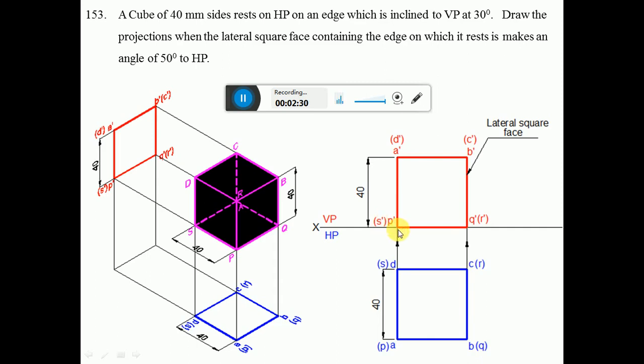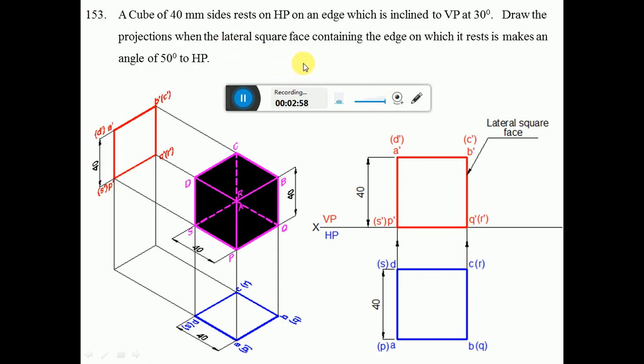Then from here you draw a vertical line of 40 mm, because the height is also 40, since it is a cube. So you get the height as 40 mm, and complete this square here also. In the top surface, AB is near to the observer, so A dash, B dash is visible, and C dash, D dash is away from the observer, so it becomes invisible.